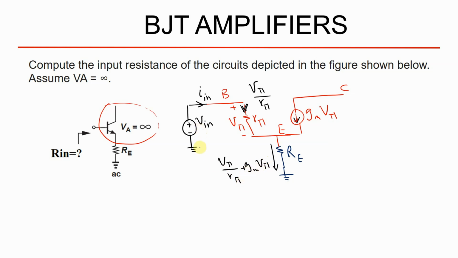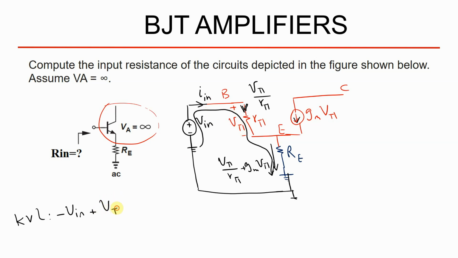Now I can use the KVL. This is the start of the KVL, and this is the end of the KVL. Why? You can't see the loop, because this is ground and this node is also ground. So I can connect these two grounds together, and this is a complete loop. Now this is the KVL: minus V in plus this voltage, which is V pi, plus the voltage across RE, which is equal to RE times V pi divided by R pi plus GMV pi.